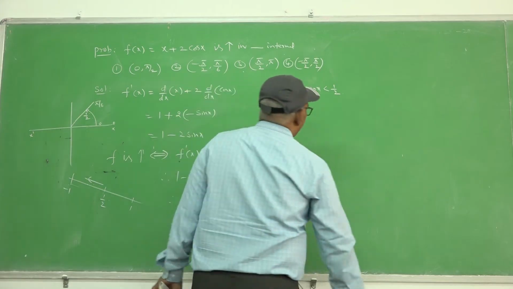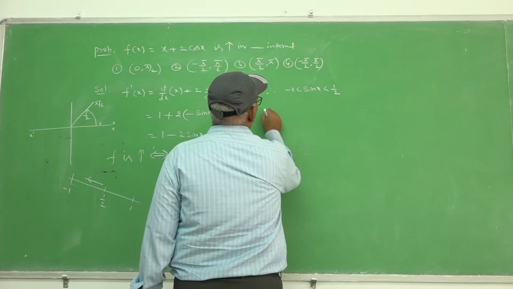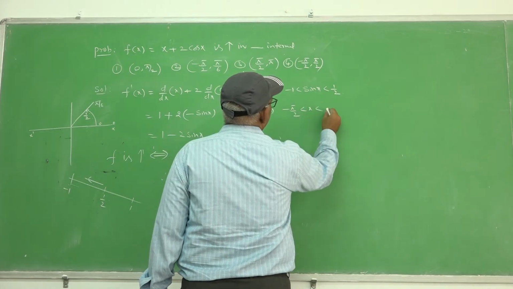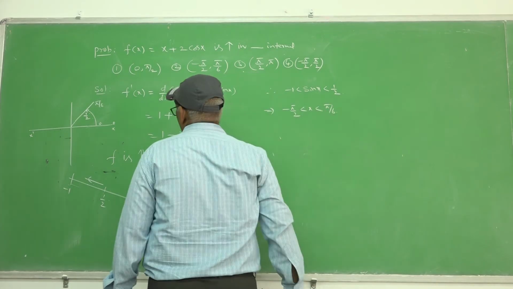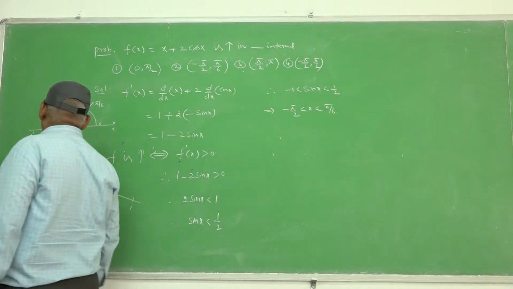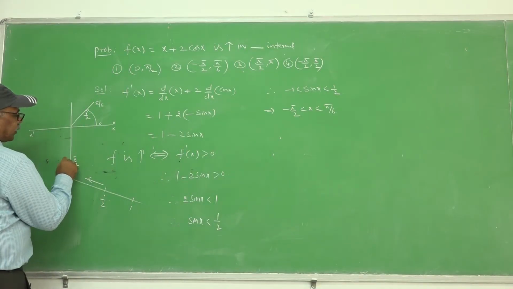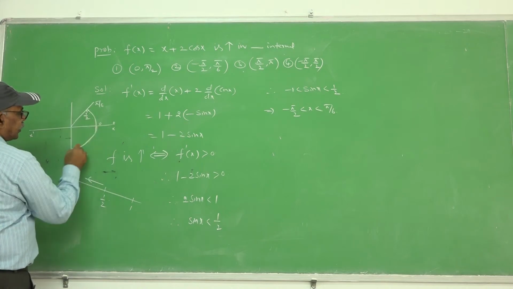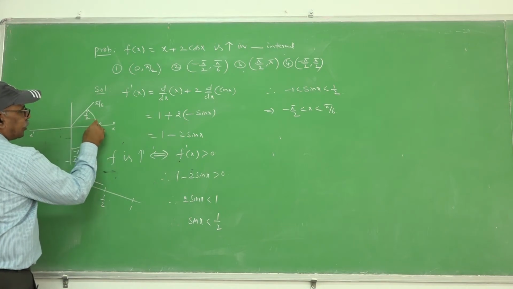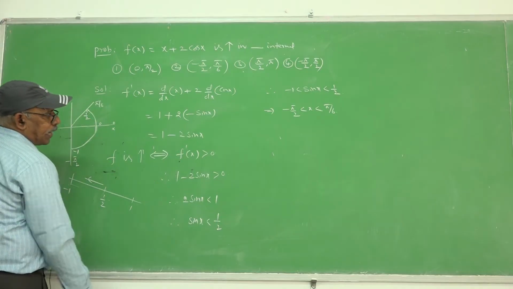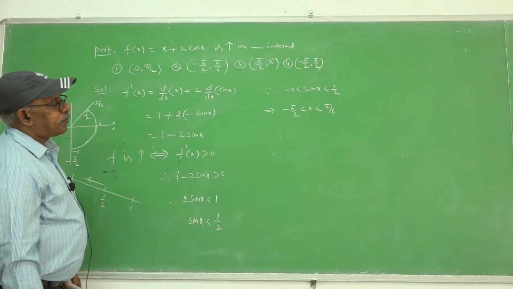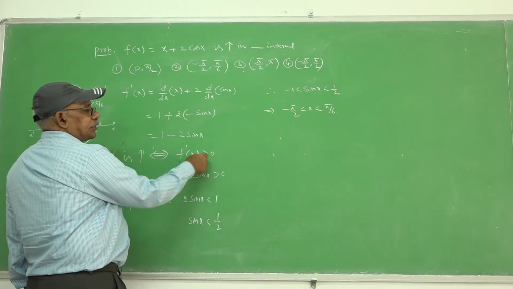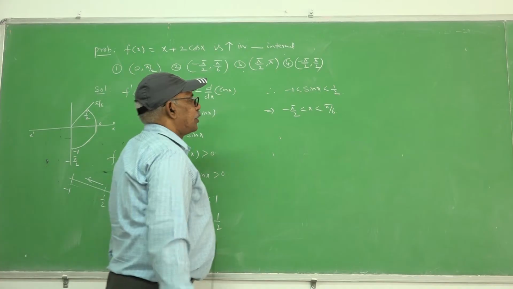Sin x lies between minus 1 and 1 by 2 means minus pi by 2 is less than x is less than pi by 6. So minus pi by 2 means in the fourth quadrant. From minus pi by 2 onwards, sin x goes from minus 1 to 0, 0 to 1 by 2. So whenever x lies between minus pi by 2 to pi by 6, sin x is clearly less than half. In such a case, f dash x is greater than 0.